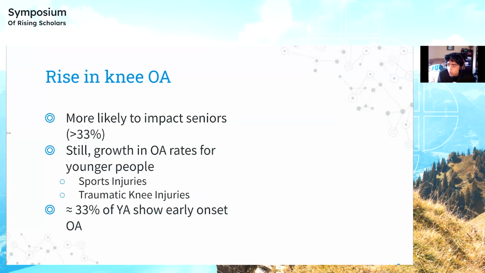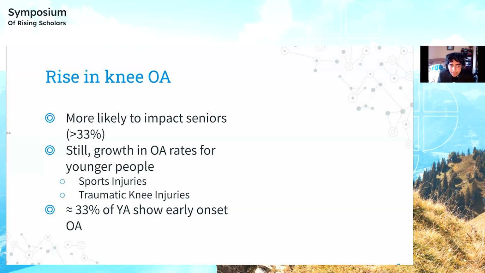As knee OA is a degenerative condition, it is much more likely to impact seniors. In some form, it has been found that over 33% of seniors can develop knee OA. However, it is also concerning to see that there is a growth in osteoarthritic rates in younger people as well. This may be a result of a variety of factors, including minor sports injuries or even major tears or breaks in the knee. Over time, knee injuries as a result of sports have become more and more prevalent due to increased demand and competition in sports all across the board.